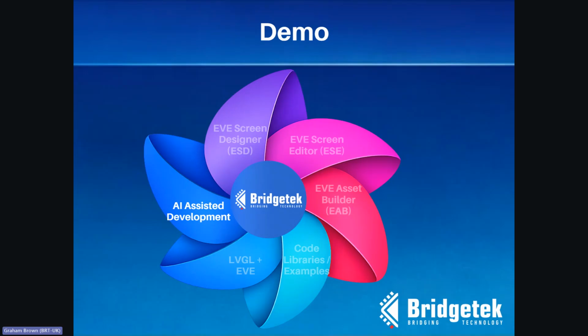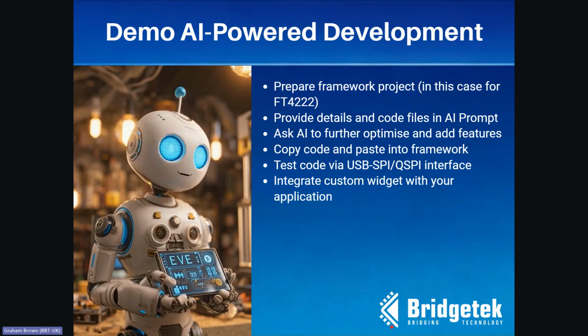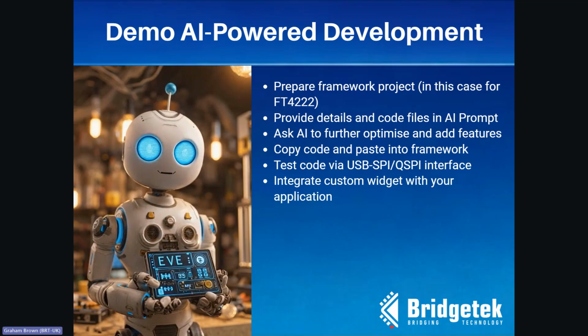The final platform we're going to talk about today is how you can use AI to help you create EVE widgets and other components for your design. In this example, we're going to show you how to prepare a framework project, in this case with a FT4222 USB to SPI. We're going to show you some details and code examples that you can provide into the AI prompt, and we're going to ask AI to generate our code for a color picker, and then to further optimize and add a couple of features. And finally, we're going to take that code, paste it back into the framework, and then run it on the real hardware.